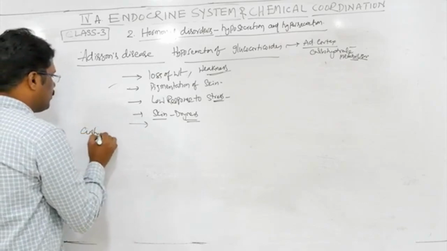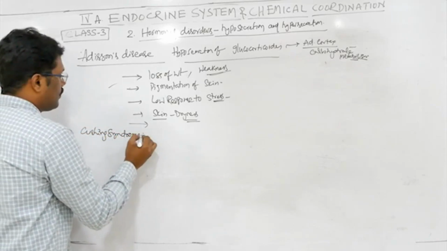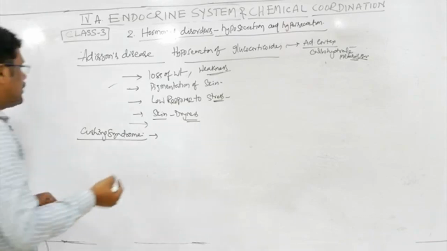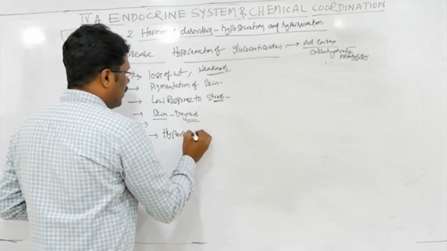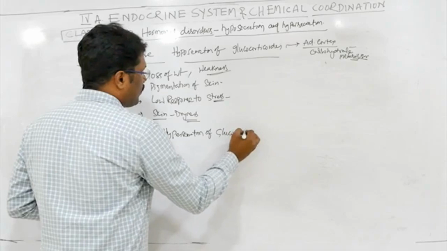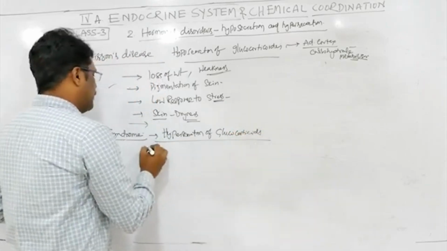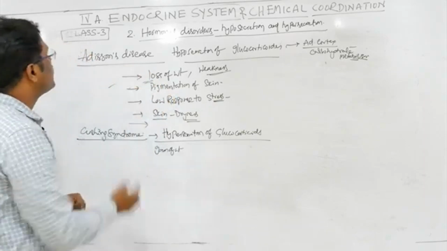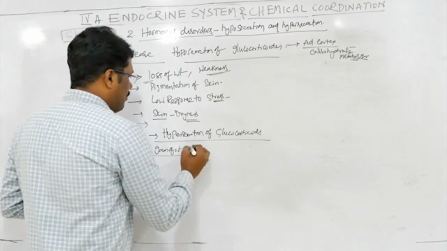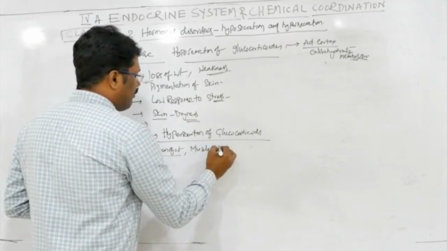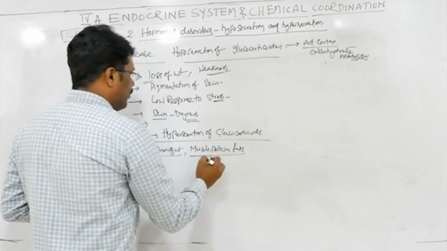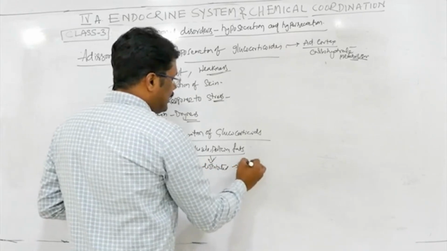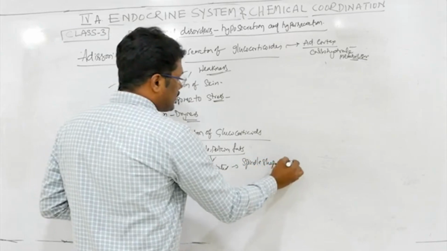Next one is Cushing syndrome. Cushing syndrome is due to the hypersecretion of glucocorticoids. It is concerned with the gain of weight, in contrast to the loss of weight in case of Addison's disease, gain of weight, breakdown of muscle proteins and fats, and these are broken down and redistributed, and it leads to spindle shaped legs and arms.